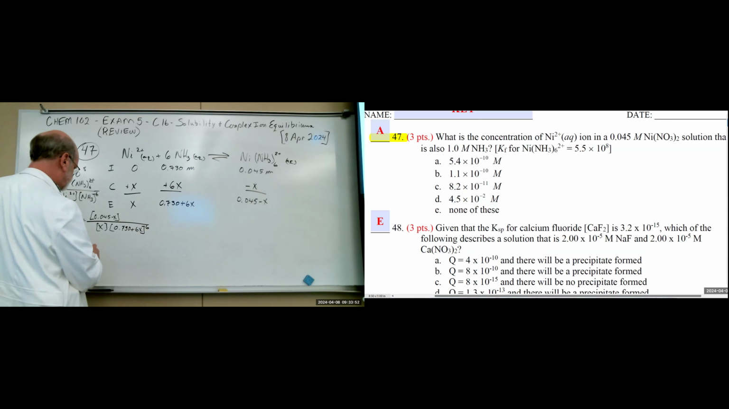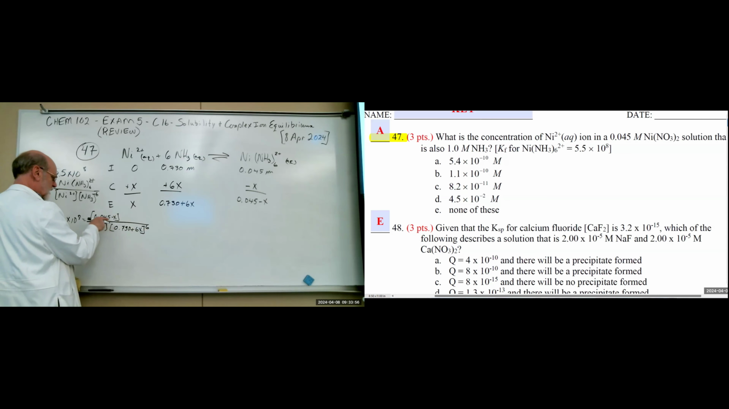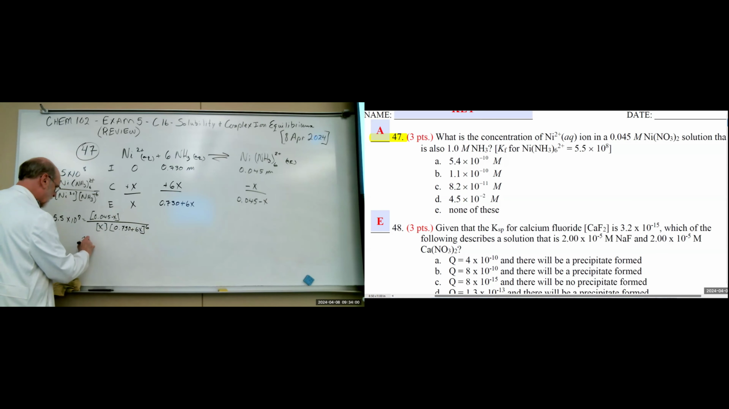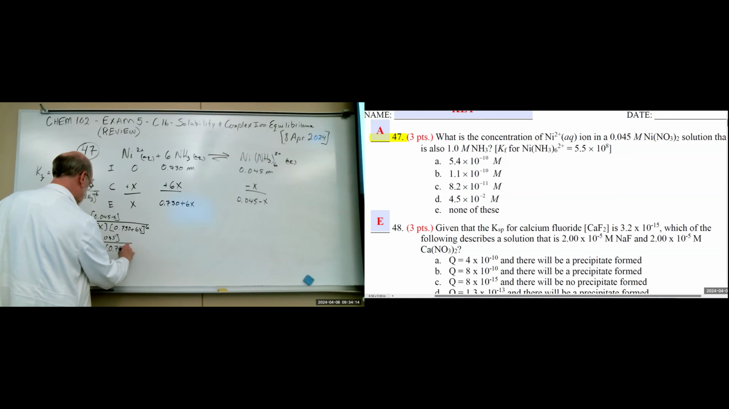Just checking myself. Okay. So if X is really small compared to these values here and here, this would be approximated at 0.045 over X times 0.730 to the 6th power.